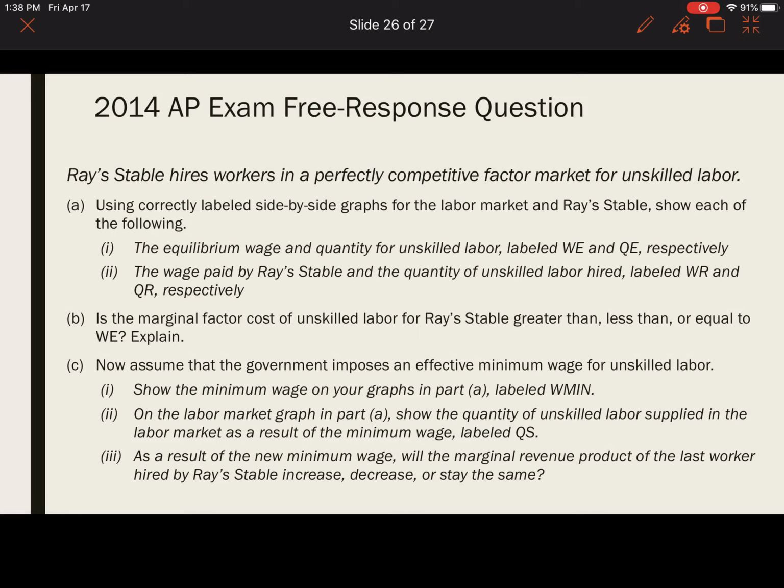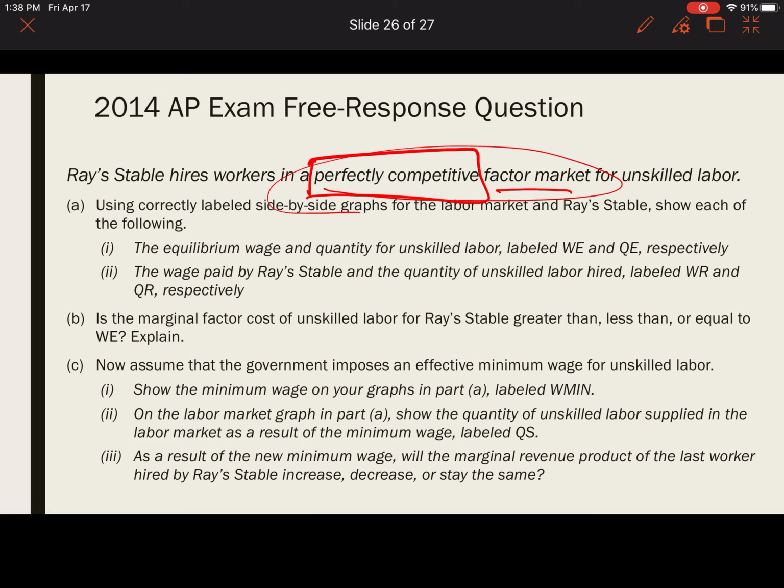So Raise Stable is hiring workers in a perfectly competitive factor market for unskilled labor, right? The reason what's important about this is this part right here, where it says it's a perfectly competitive factor market. As we've talked about before, the factor market can be either perfectly competitive or imperfectly competitive. So this one is a perfectly competitive factor market. So we're going to look at what it looks like to answer questions A, B, and C.